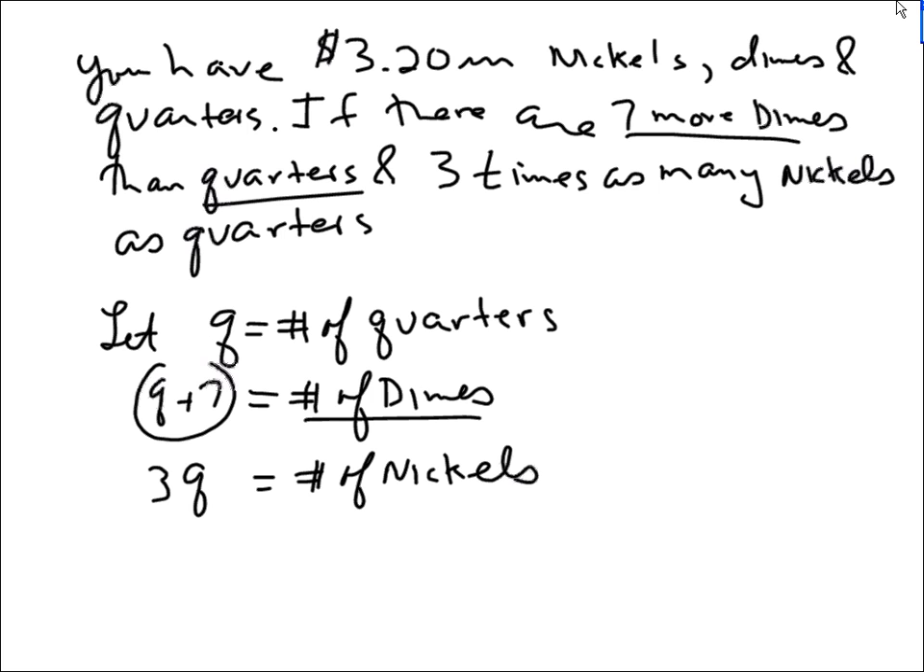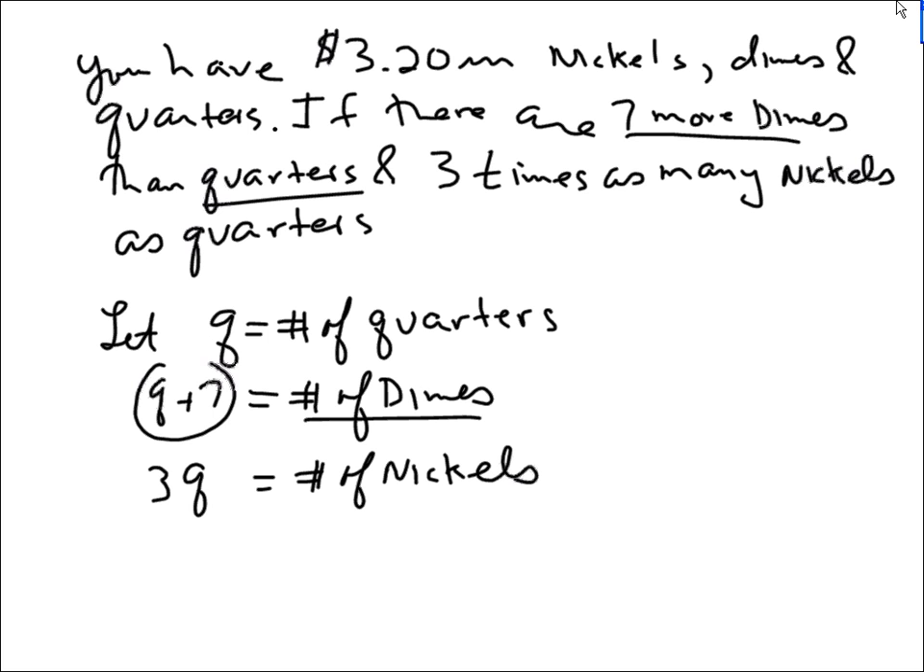Now, what you have to understand is, I'm going to call the value of a quarter 25. That is 25 cents. I'm going to call the value of a dime 10. It is 10 cents. I'm not going to do 0.25 and 0.10 and 0.05. I'm doing everything in pennies. This is an important concept.